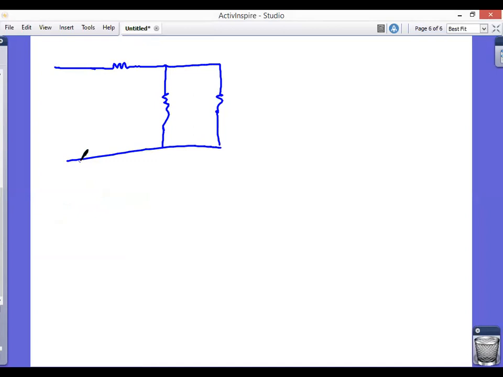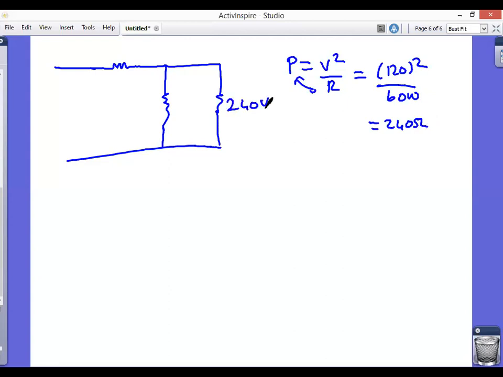To find the R, what are you gonna do? Again, P equals V squared over R. So V squared is 120 squared over, when we crisscross it, our power of 60 watt. When you divide these two, you're gonna get the resistance is 240 ohm. So when you get the resistance 240 ohm, here is going to be 240 ohm.